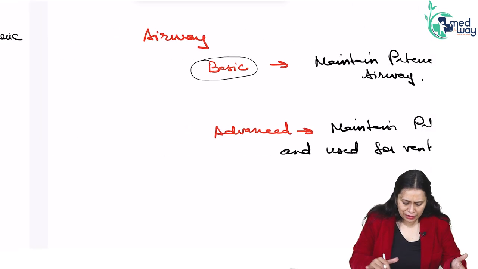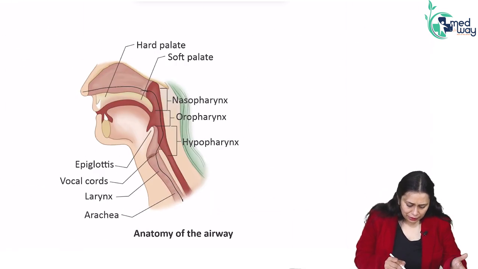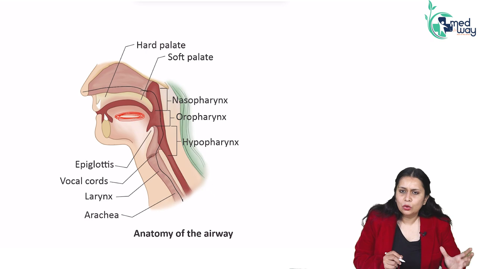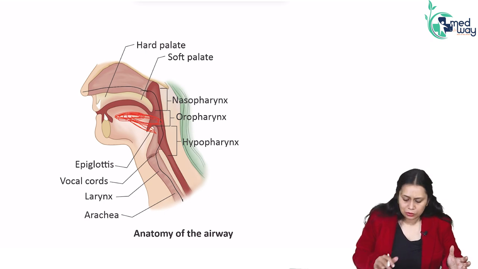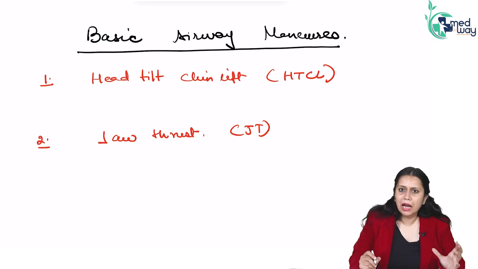If you see this image of the airway, you can see this is the tongue, which forms the anterior boundary of the upper airway. Now this tongue and this epiglottis are made up of soft tissue, and in case the patient becomes unconscious or any trauma of the upper airway, they fall on the posterior wall of the airway and they obstruct the airway. So these basic airway maneuvers are basically maneuvers which lift the tongue from the posterior wall of the airway and maintain the patency of the airway.